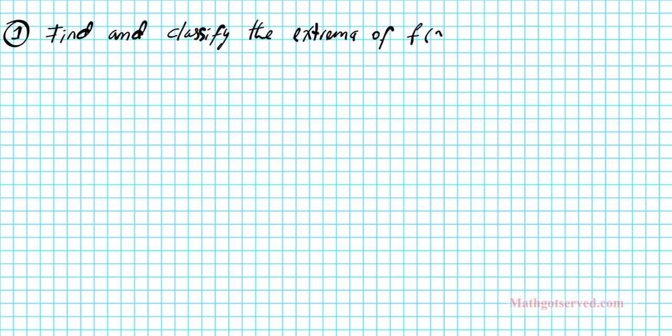Let's write down the problem, example 1. You're to find and classify the extrema of the function. We're going to be dealing with a function in three variables today. F of x, y, z equals x plus y plus 2z. This is our objective function, subject to the constraint.